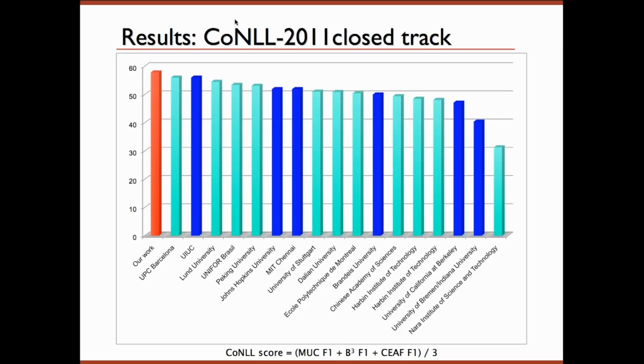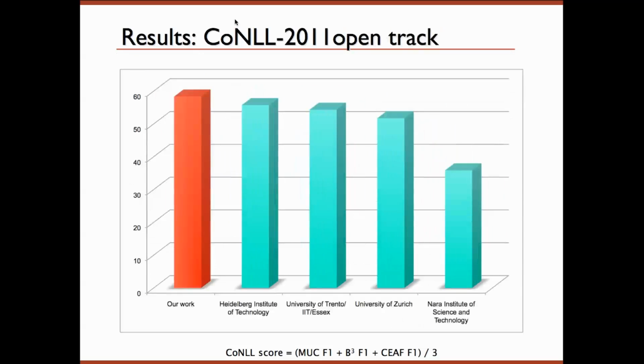Closed track means we only use the dictionaries provided by the organizers. The organizers provided some dictionaries with gender information and animacy information, and during this evaluation, we only used their information. We didn't go outside for knowledge. There is an open track, and we participated in that. We used 2 additional dictionaries, a slightly larger one for gender and a slightly larger one for animacy. Our performance didn't change much, and we're still the best.